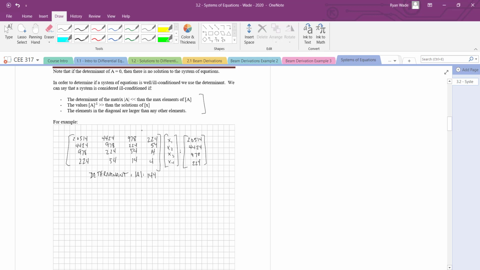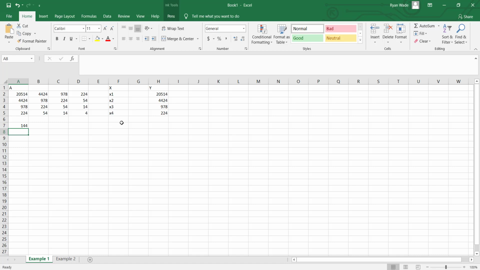It's relatively straightforward. The determinant of the matrix is much, much less than the maximum elements, right? So 144 is significantly less than 20,514. So therefore, again, we're seeing that this is an ill-conditioned system. So I'm going to solve this, and in order to solve this, I'm going to find the inverse, right? So I'm just going to label it A to the -1.